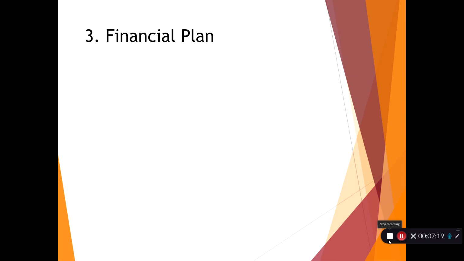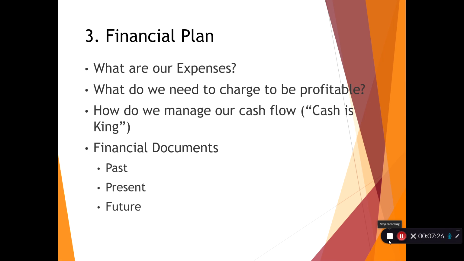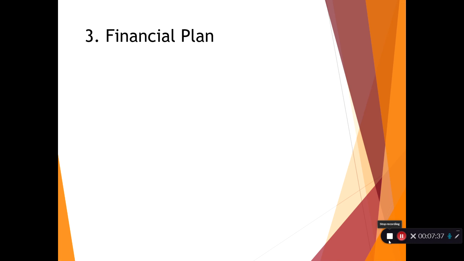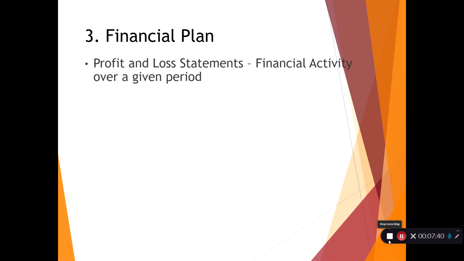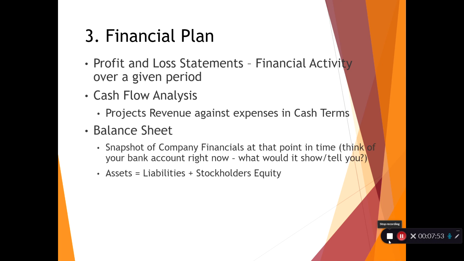So let's get into the third component of the business plan, and that's the financial plan. What are our expenses and what do we need to charge to be profitable? How do we manage cash flow? Because remember, cash is king, especially when times are really trying. And we need to look at financial documents, both past and present, and what's the forecast for the future. Profit and loss statements for understanding financial activity over a given period, or cash flow analysis where we can project revenues against expenses. The idea is that you're making money in order to be able to stay ahead.